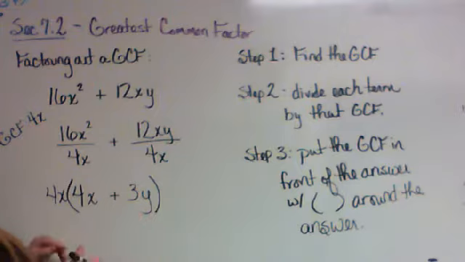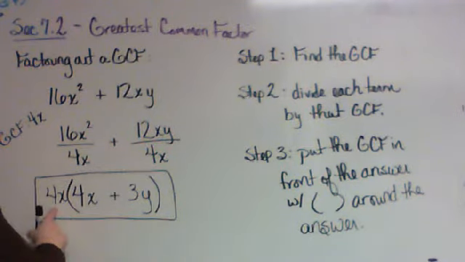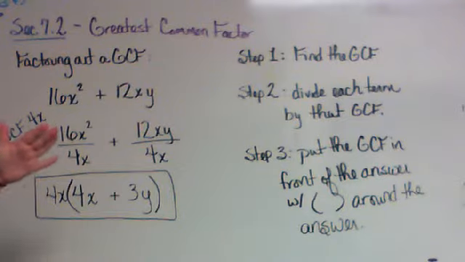So this is what our answer is. Make sure you put the GCF outside. Make sure you put some parentheses. That's how you set it up so that it will end up being a product in the end. Because whenever you factor something, it has to be left as a product. Okay, so that's factoring. Let's practice it.